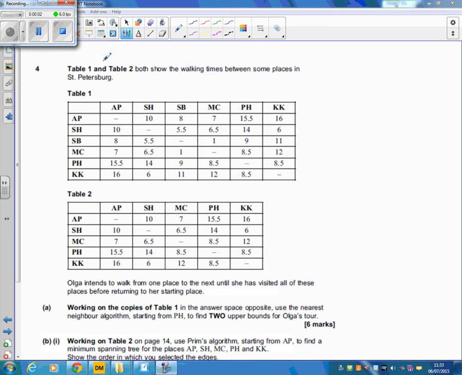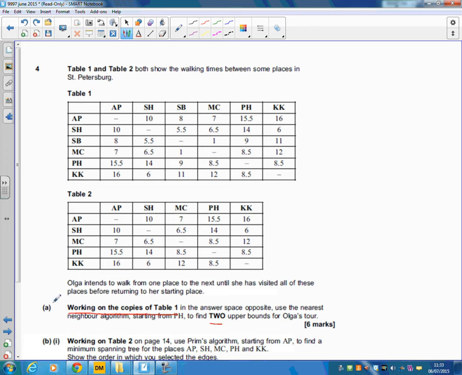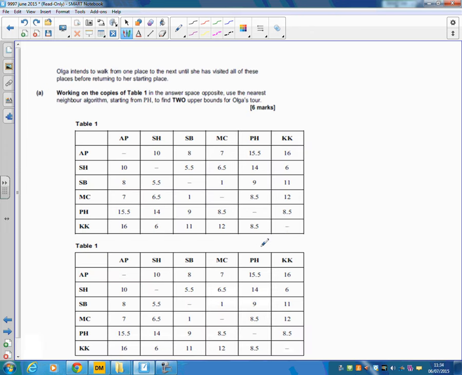Question 4 then. So question 4, we're using the travelling salesperson problem. We're starting with using the nearest neighbour algorithm. Anything that's in bold in the question, take special notice of. So you're working on the copies of table 1 in the answer space, and you're finding 2 upper bounds to start with. So these are the copies of table 1.